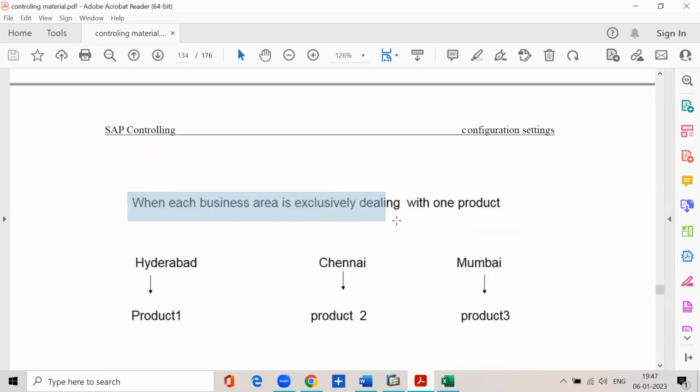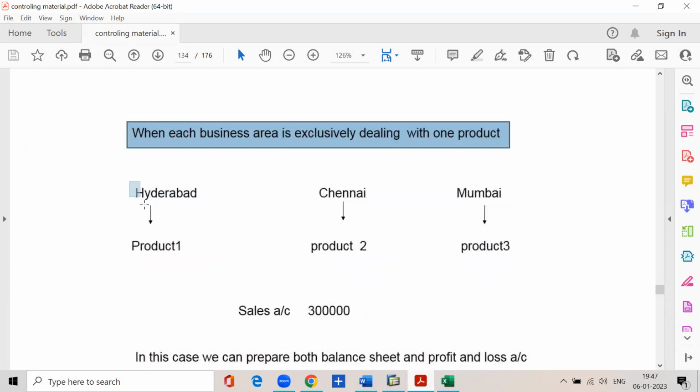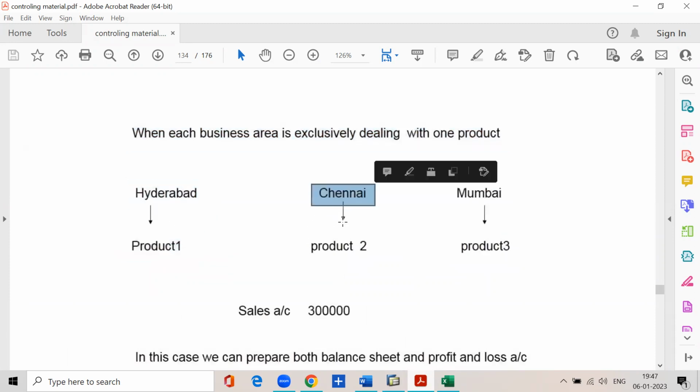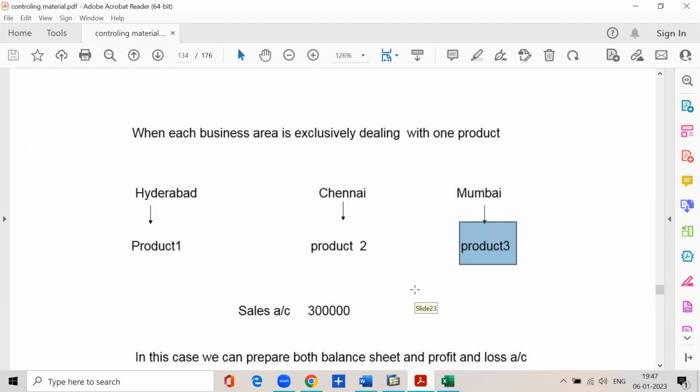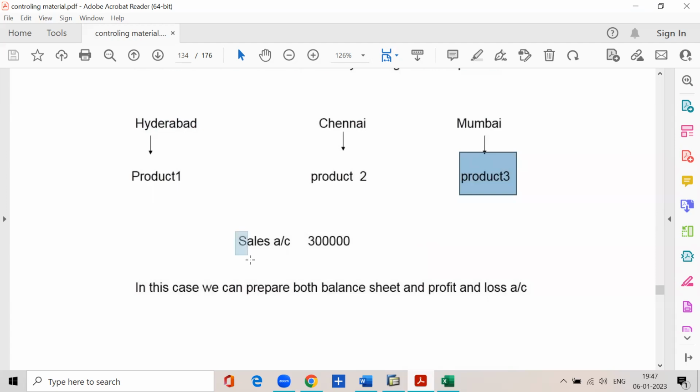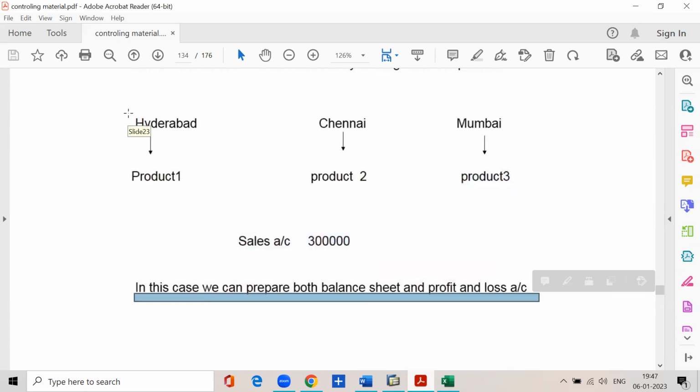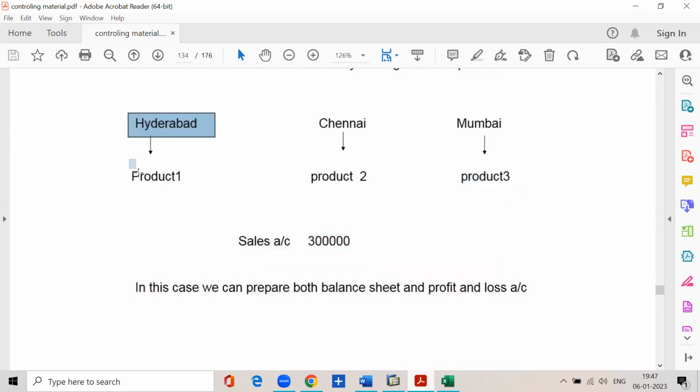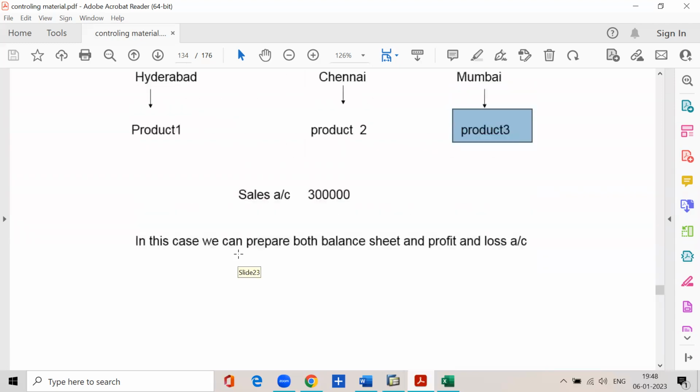When each business area is exclusively dealing with one product, for example, in the Hyderabad business area you are selling product 1, in the Chennai business area we are selling product 2, and in the Mumbai business area we are selling product 3. In that case, only one GL account, sales, is enough. We create only one GL account sales. Then we can prepare both the balance sheet and profit and loss account, because the balance sheet and the P&L account of the Hyderabad business area itself is the balance sheet and P&L account of product 1, right? And the balance sheet of the Chennai business area itself will be the balance sheet for product 2. And the balance sheet for the Mumbai business area will be the balance sheet for product 3. Because there's only one product. Yes. Each business area is selling only one product, but normally this will not happen. Theoretically only it's possible. Yes, sir.